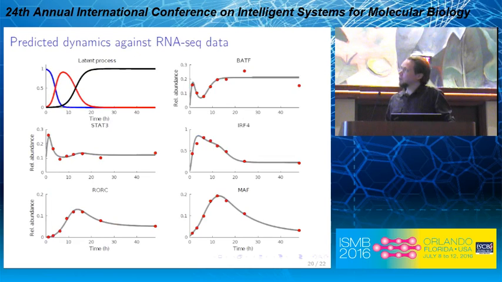Then we can also observe the predicted mRNA dynamics against the data, which is shown here by red circles, and we see that it's in very good agreement with the dynamics that we see in the real data.